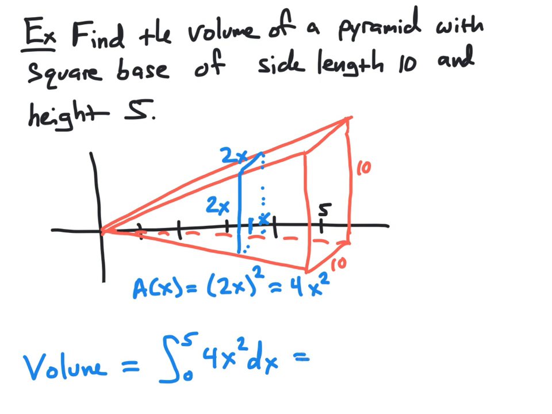pyramid. And so the fundamental theorem of calculus says this is 4x cubed over 3 evaluated from 0 to 5. And substituting 5 into this, we see that we are going to get 500 over 3. So our volume is exactly 500 thirds.